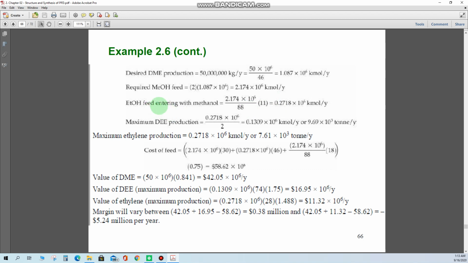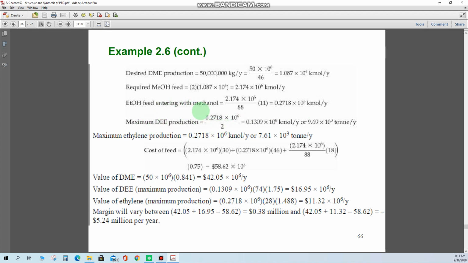So we can have the ethanol that is entering with methanol, it is 0.2718 into 10 raised to power 6 kmols per year. Now from here we can estimate how much diethyl ether can be produced. So from this 0.2718 into 10 raised to power 6 kmols per year, we can divide it by 2. So we can have an idea of how much diethyl ether can be produced.